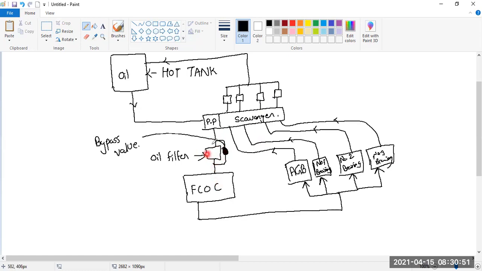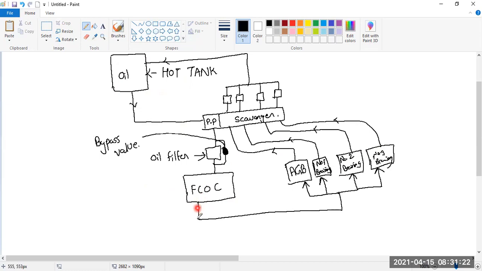If the oil filter has to be protected, that means if it gets clogged, I still require the oil to go further down the line. So for that reason, I have ensured that there is a bypass valve. After this, there is an FCOC. FCOC is the fuel cooled oil cooler, which ensures that using the fuel, I will cool the oil. That means if FCOC is before the bearing compartment, the type of tank inside the oil system is a hot oil tank.